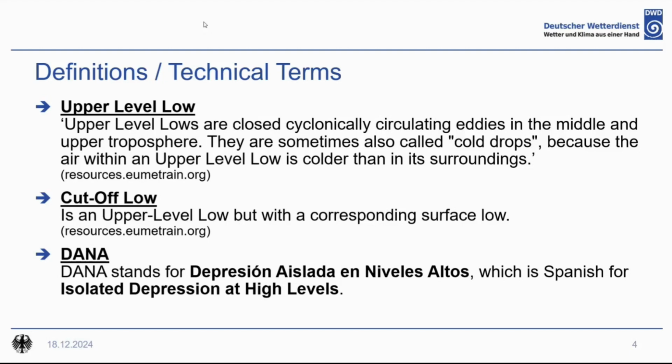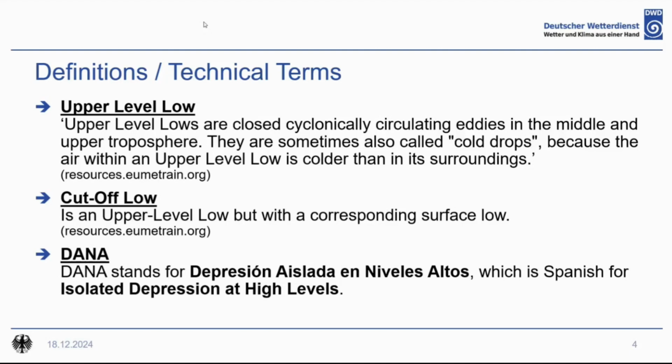As opposed to this term, we've also got the cutoff low, which is an upper level low with a corresponding surface low. And then we found a term called DANA, that stands for Depresión Aislada en Niveles Altos, which is Spanish for isolated depression at high levels. And this term was frequently used by Spanish meteorologists and the media, so we thought we'd include that term as well.